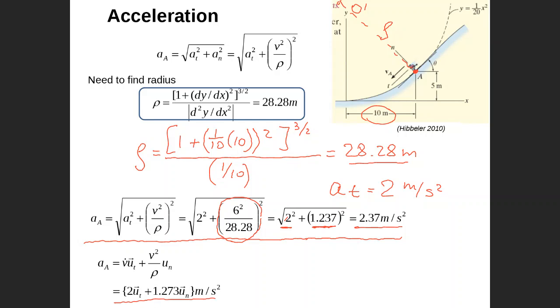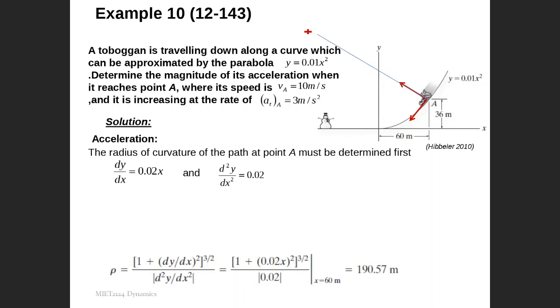If you present it in vector form, acceleration will be equal to the magnitude of tangential acceleration multiplied by unit vector t plus the magnitude of normal acceleration multiplied by unit vector n. And if you want to find direction, you can find direction out of this result. Next example. In this example, we also have some motion along a parabolic path.